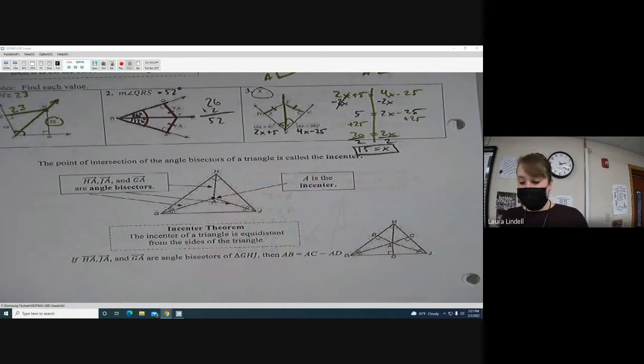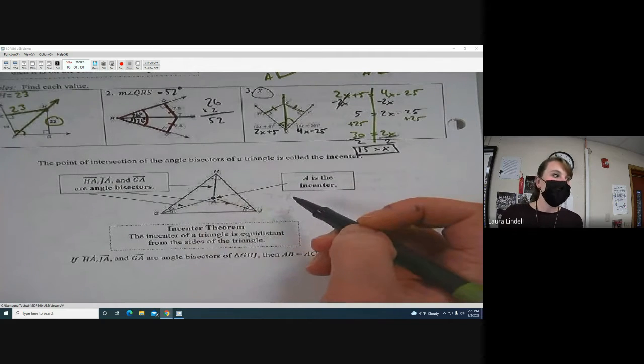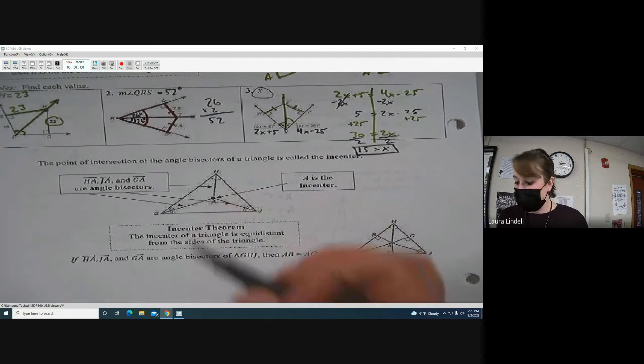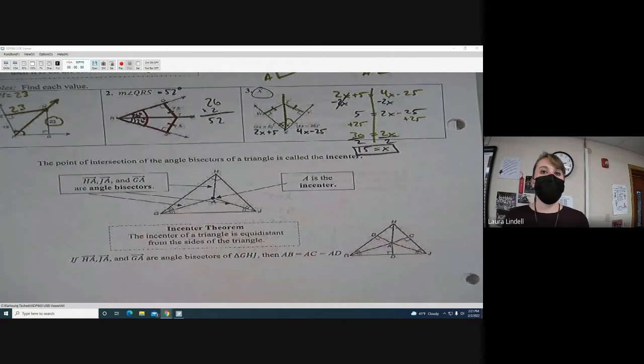So there's a couple ways that we can know that it's the incenter. The first way is if it tells you that in the problem, then obviously it's the incenter. Another way you can know is if it points out that these three things are angle bisectors. Then we would know that that's the incenter. And the third way is just by the markings in the picture.